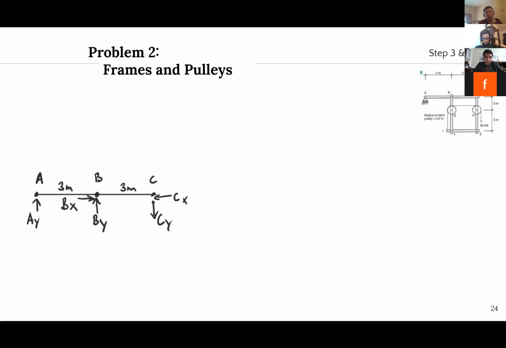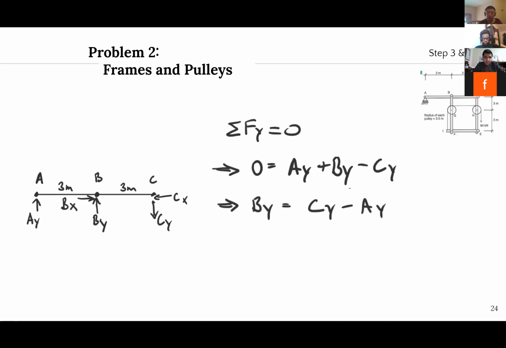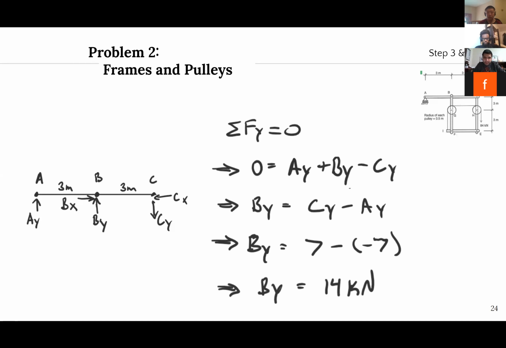From there, it should be very straightforward. We only have one unknown in the y direction, so sigma Fy equals 0. Write out our equilibrium equation, isolate for what we want to find, substitute our values in, and get our final answer. So now we've found everything that we actually need to.